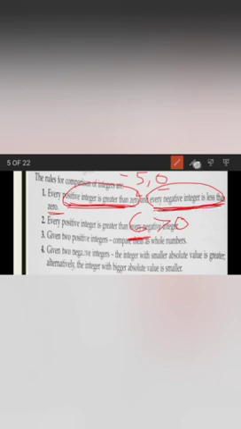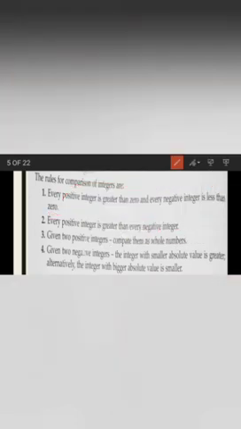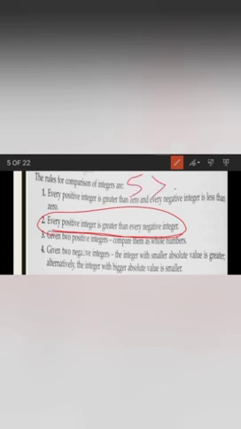Next, every positive integer is greater than every negative integer. For example, 5 is greater than -5, because here 5 is a positive integer and -5 is a negative integer. So 5 is greater than -5. Every positive integer is greater than a negative integer.